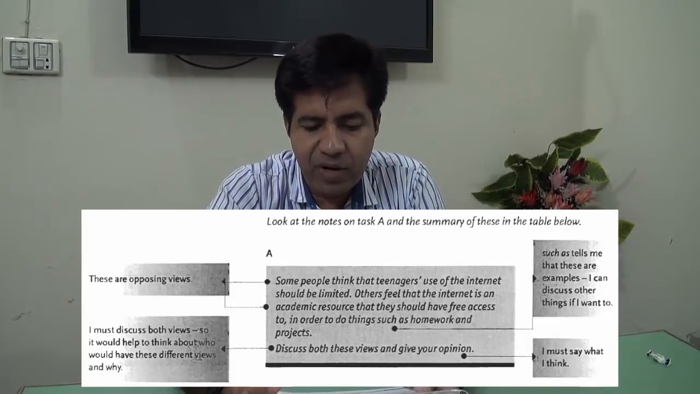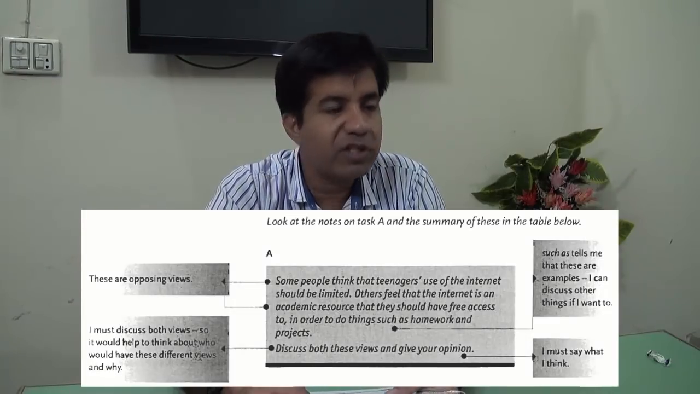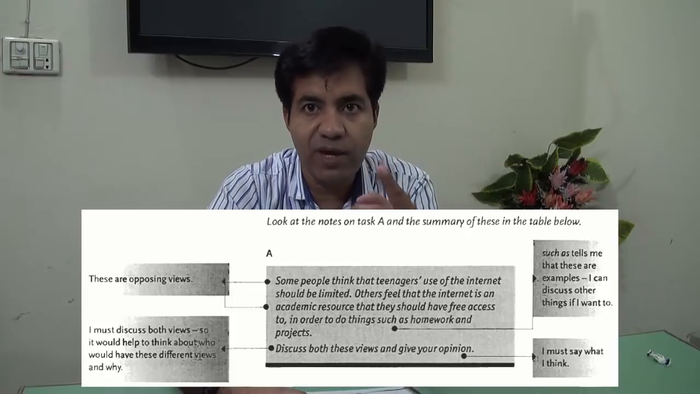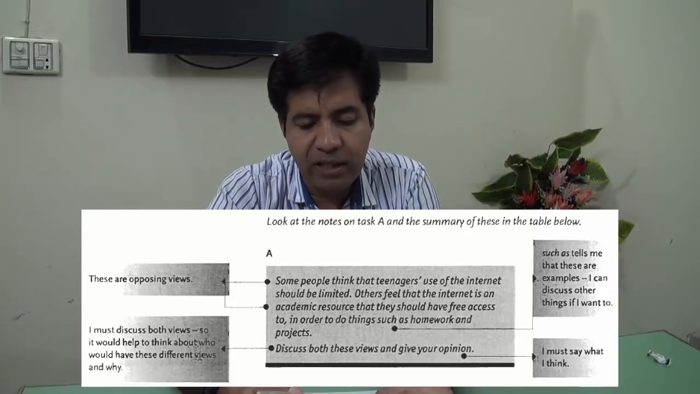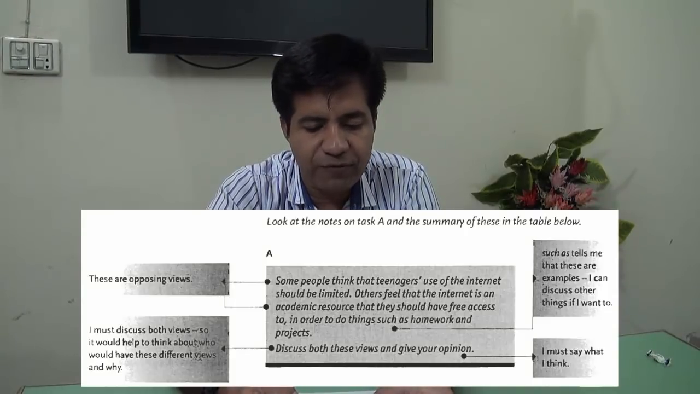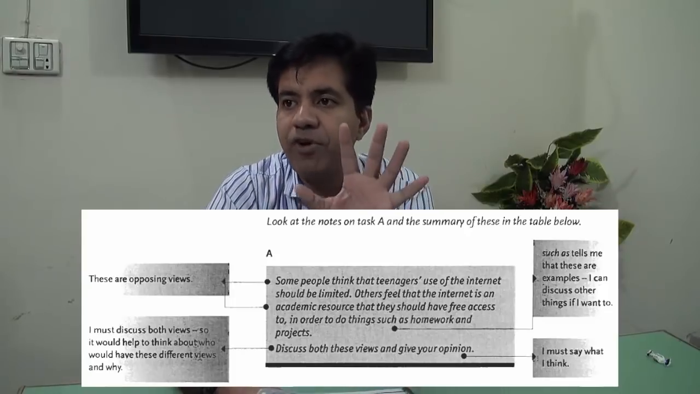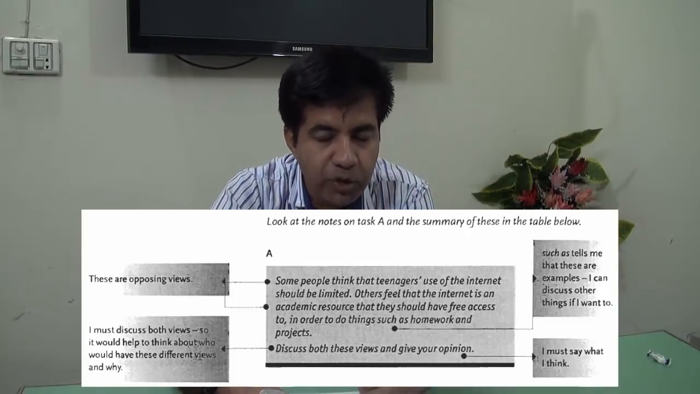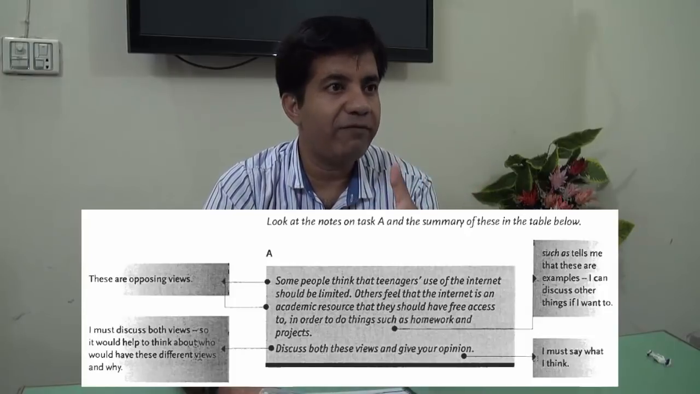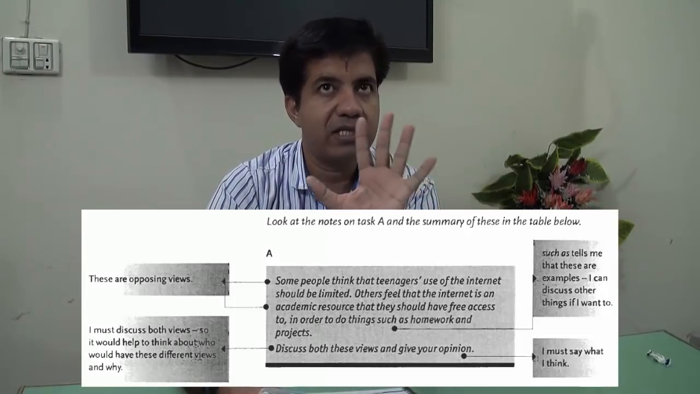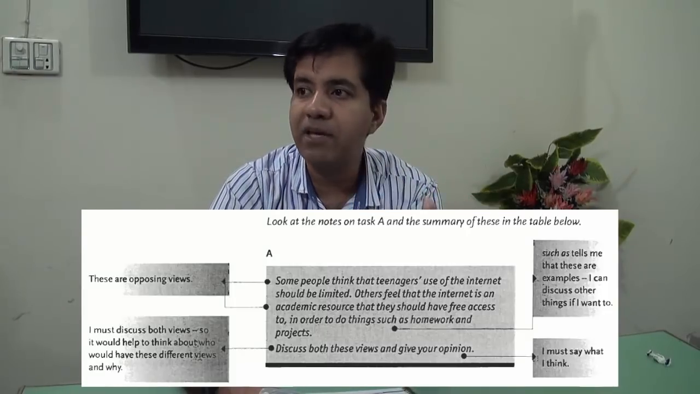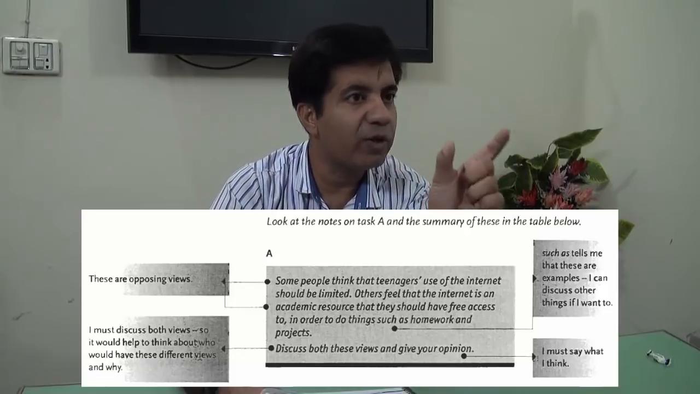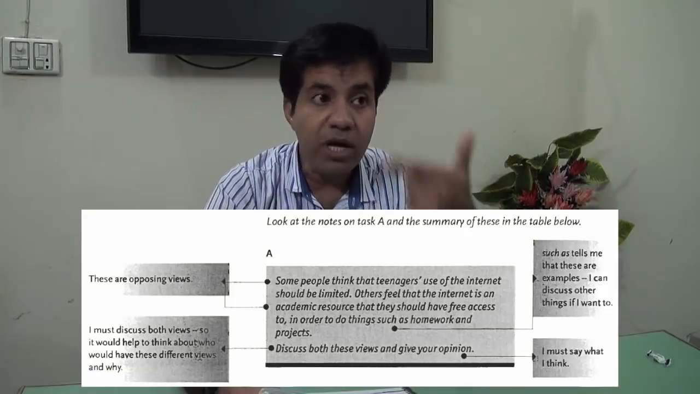Okay, now look at the notes on task A and the summary of these in the table below. Now we've got task A. I'm going to show this to you as well on the screen. Task A. Let's read this together. Some people think that teenagers' use of internet should be limited. Now after reading up to the full stop, you got to put your head up and you got to give yourself a message. All right, some people think that the internet usage of teenagers should be limited. Means they should not be given internet 24 hours a day, only for 2 hours, 3 hours, 4 hours. Like this, you need to give yourself a message.